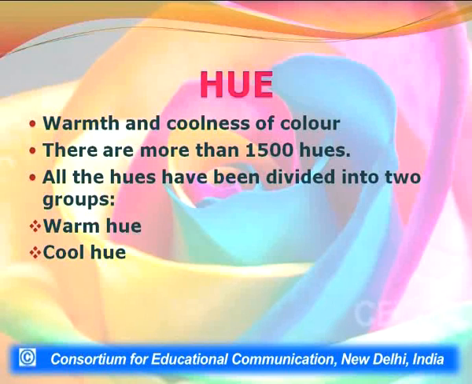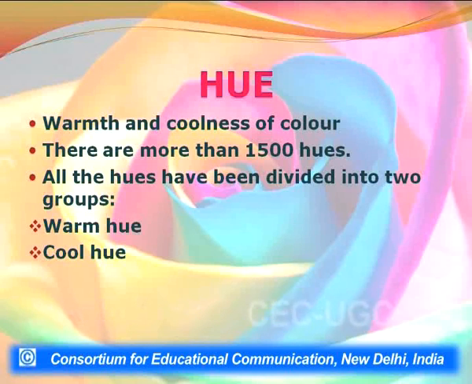So I will discuss with you the hue. What is hue? Hue is the warmth and coolness of color. You can say at times during summers we need cool colors. So what is cool and what is warm? In winters we say we should have warm colors. So hue explains the warmth or coolness of a color.